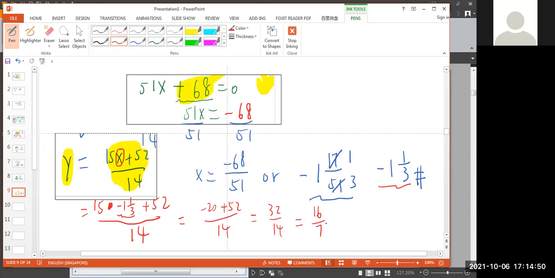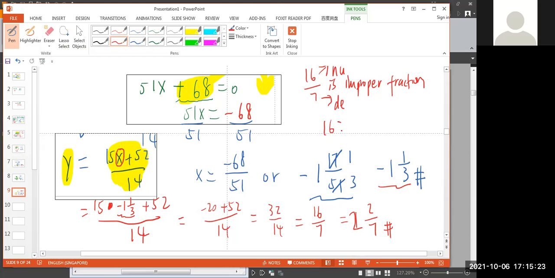Yeah, but okay, 16 over 7 is not the simplified form. You need to get it in simplified form. Yeah, 16 over 7 is an improper fraction. What is an improper fraction? This is your numerator, and this is your denominator. So the 16 is bigger than 7. The numerator is bigger than the denominator, so it's called an improper fraction.